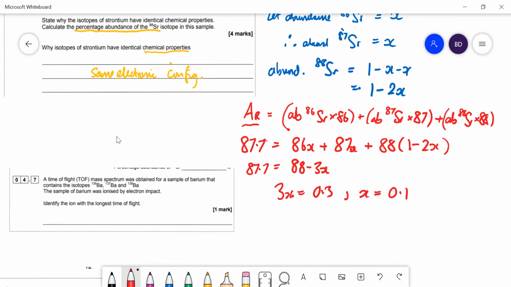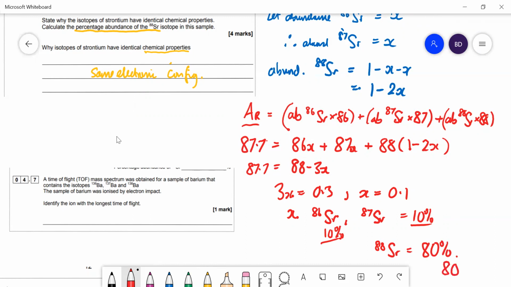X is the abundance of 86 and also of 87. So that's equal to 10% each. 10% for that one, 10% for that one. So that means the strontium left over is going to be 100 minus 10 minus another 10. It's going to be 80%. To 2 significant figures, or to 3 significant figures, 80 point.